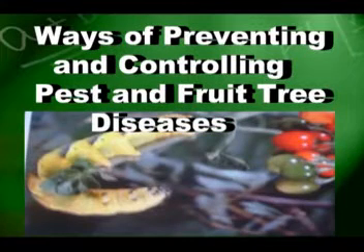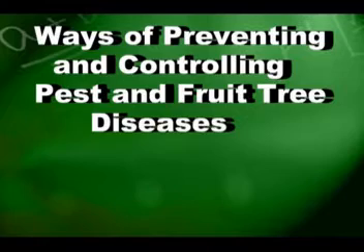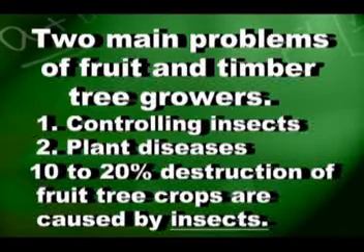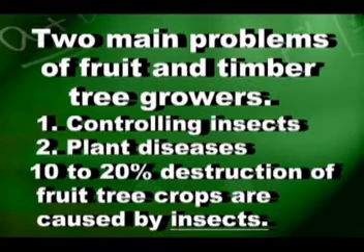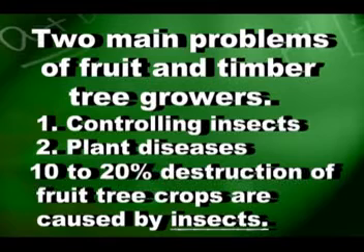Ways of preventing and controlling pests and fruit tree diseases. Two main problems of fruit and timber tree growers: number one, controlling insects; number two, plant diseases. From 10 to 20% destruction of fruit tree crops is caused by insects.